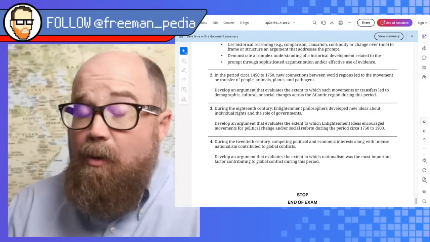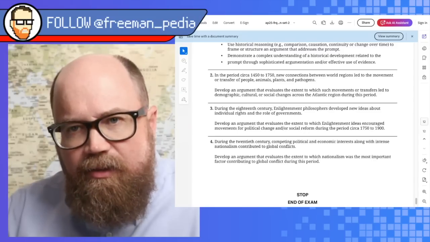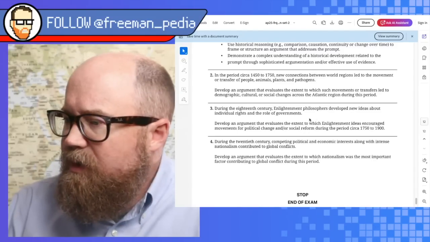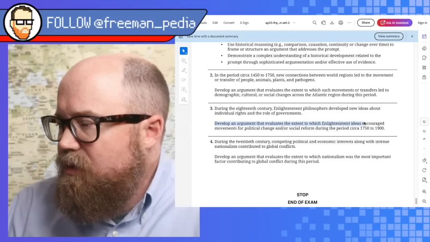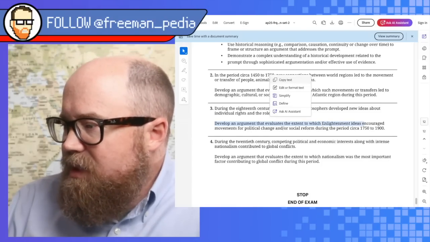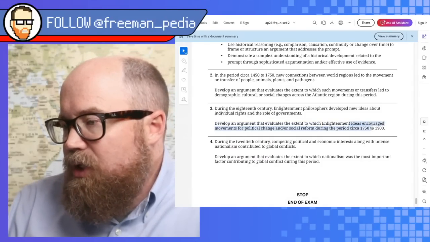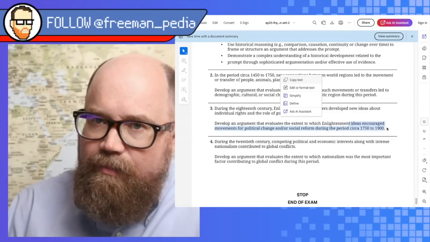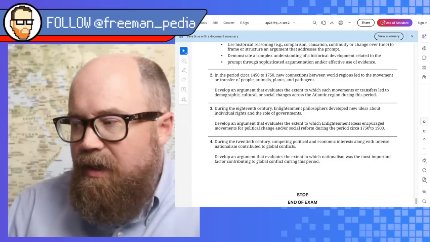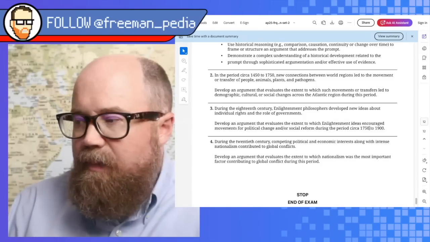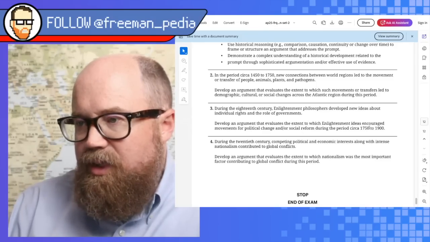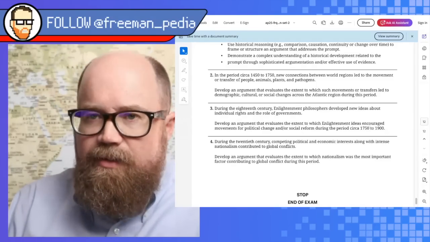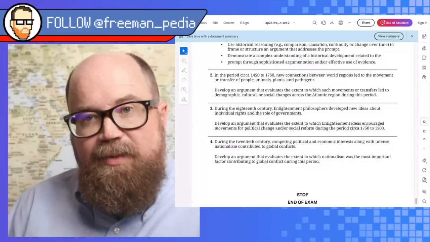Again, if I was you, I wouldn't even have seen the other two, because I would have already done this one. Develop an argument that evaluates the extent to which, so make a claim that says how much Enlightenment ideas encouraged movements for political change and or social reform. That's suffrage coming back again. Or the suffrage movement, I mean, suffrage not really being a thing at this point. Or women's suffrage, obviously. Well, maybe not obviously, but that's what I was going for there.